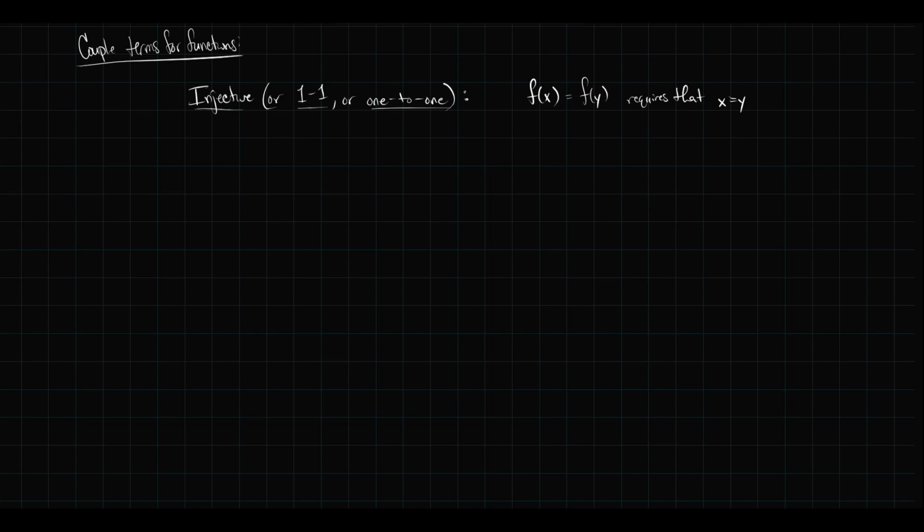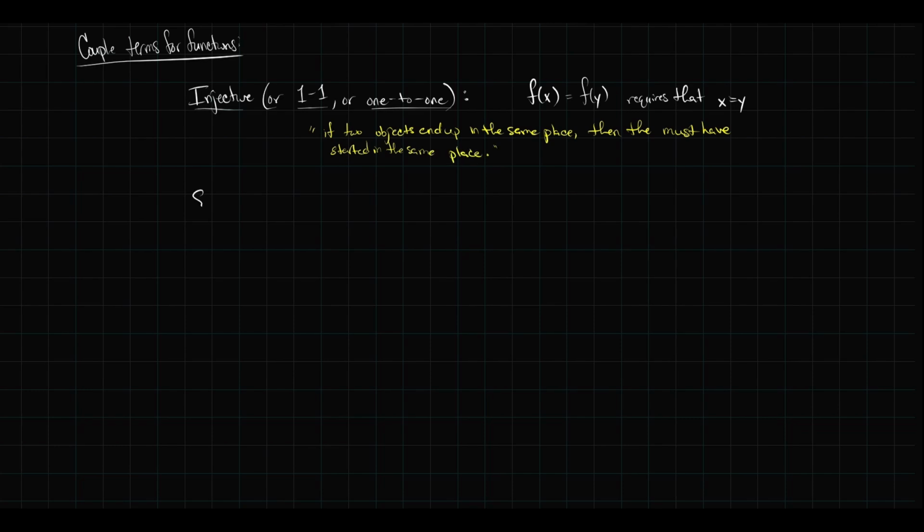Maybe I'll write what I just said in words. If two objects end up in the same place, then they must have started in the same place. No roads are converging here.